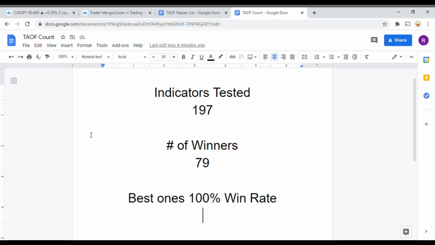So to date, we have tested 197 indicators. And out of those 197 indicators, 79 of them have been winners, which means that they have met or exceeded the 60% win-loss ratio threshold that we have set for them. The best ones so far were able to achieve a 100% win rate.